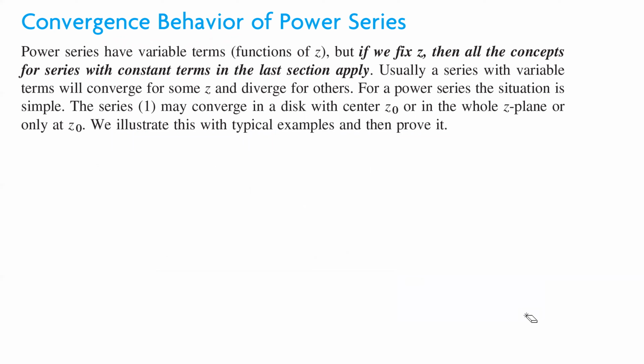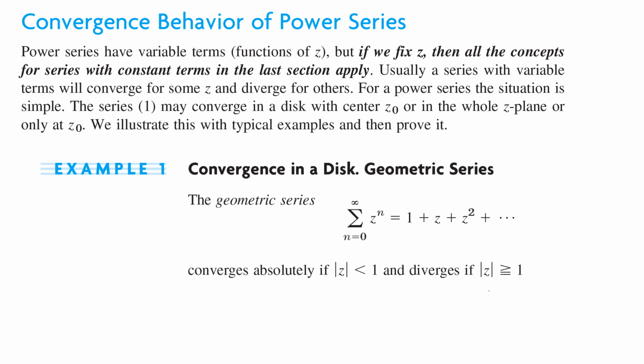For a power series the situation is simple. The series converges in a disk with the center Z naught, or in the whole Z plane, or only at Z naught. There are only 3 cases. Either it is only convergent at Z naught, or it is convergent in a disk around Z naught, or in the whole plane. We're going to call this the radius of convergence later on. The radius of convergence is either 0 for just one point, if it is only convergent at the center, or it is finite, or it is infinite. It's very simple.